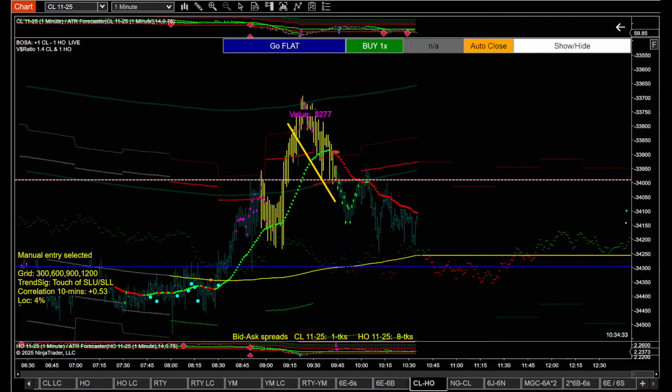Here's one example I did today, a crude oil, heating oil spread. Now, those are two very related instruments, right? One is the production of another. So they're related. As crude goes up in price, so does heating oil. As crude goes down in price, so does heating oil. So they're related.